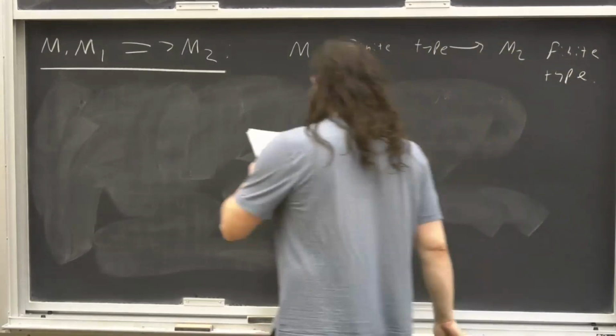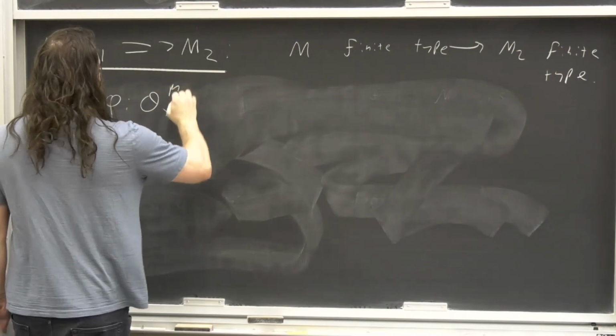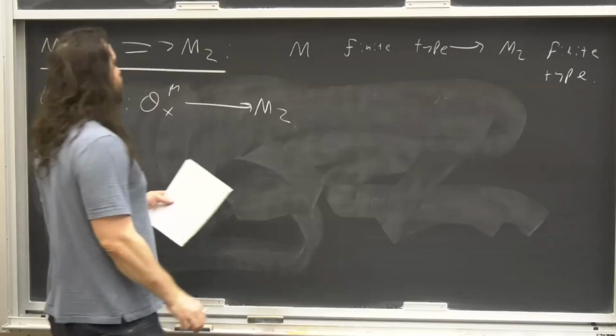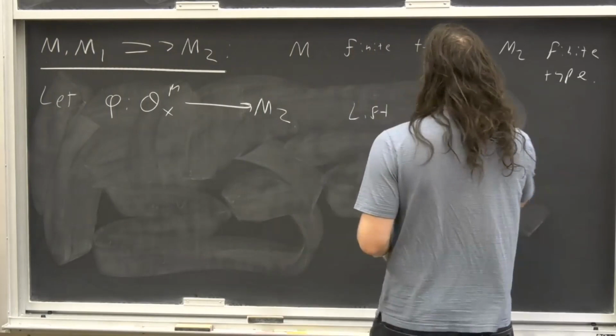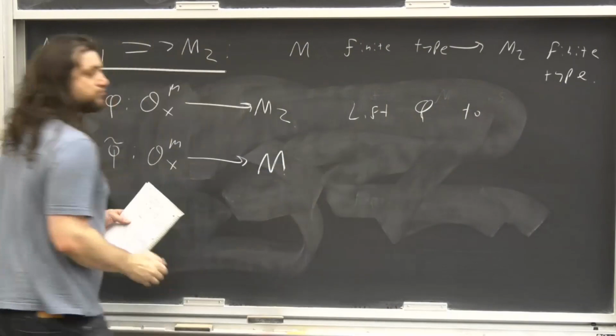I want to show that if you have any map phi from O_X to the M to M2, then its kernel is of finite type. So once again, we lift phi to phi tilde, which is a map from O_X to the M to M.